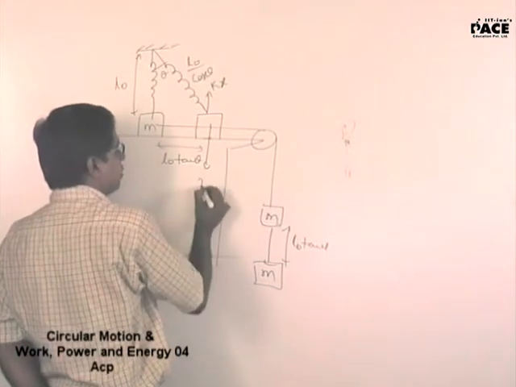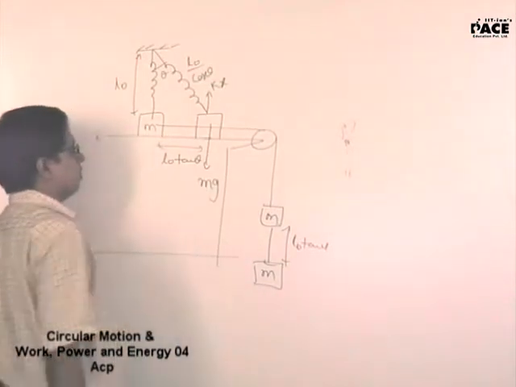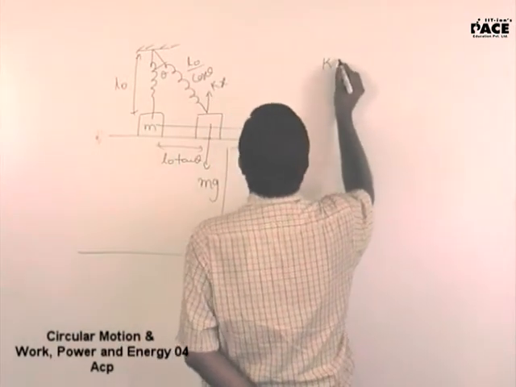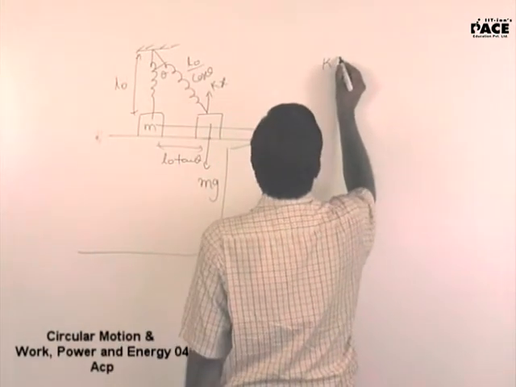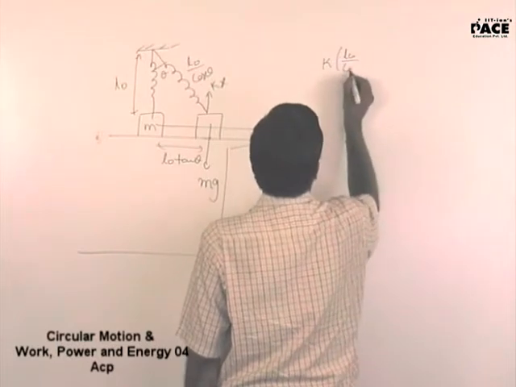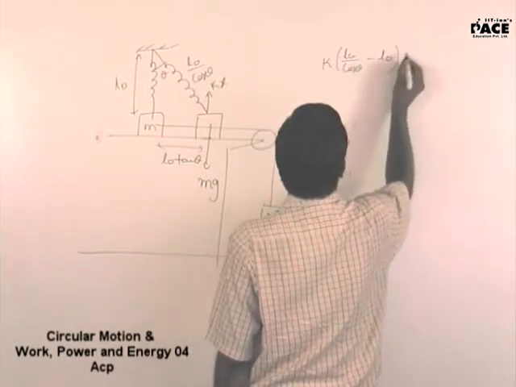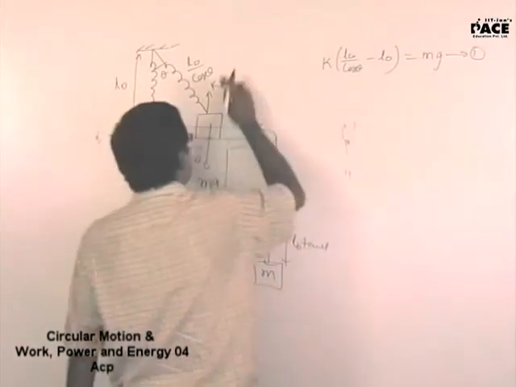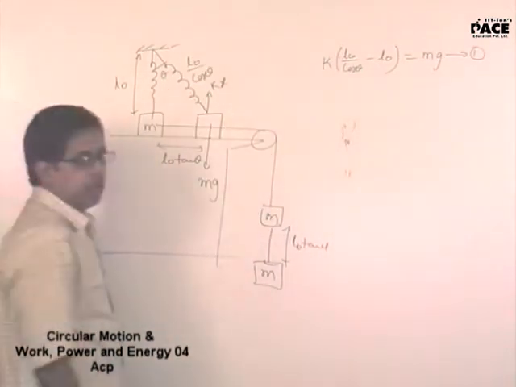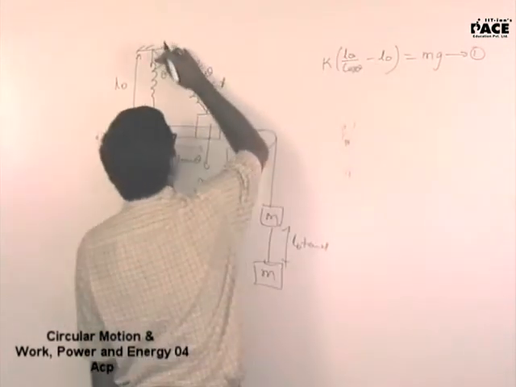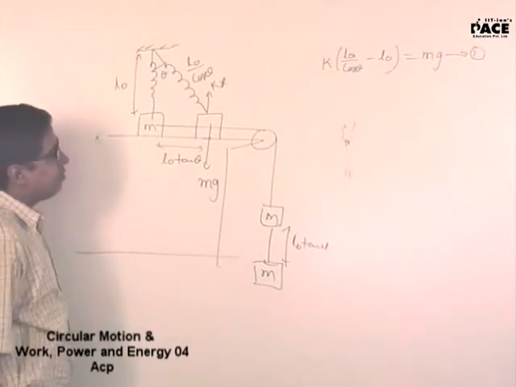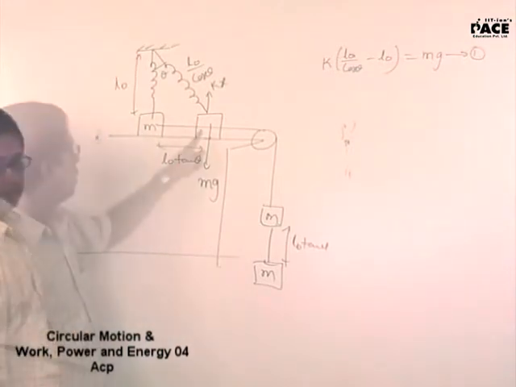When kx is equal to mg. First equation is kx. What will x be equal to? L naught by cos theta minus L naught is x. This will be equal to mg is my first equation, that is normal force becomes 0. L naught by cos theta is the present length of the spring. L naught is the original length of the spring. Difference will be equal to mg.